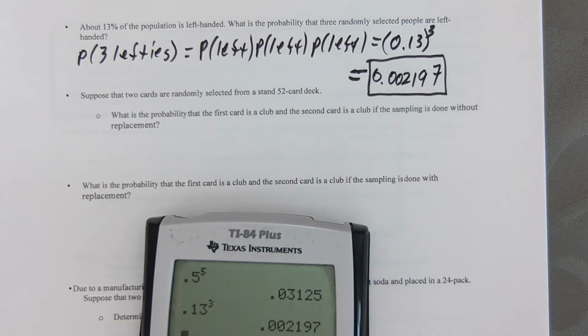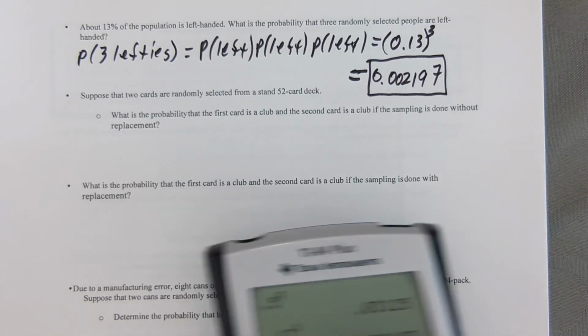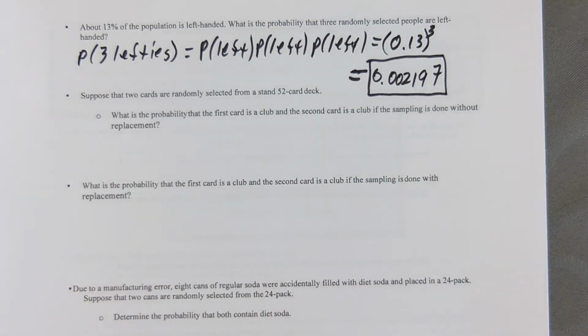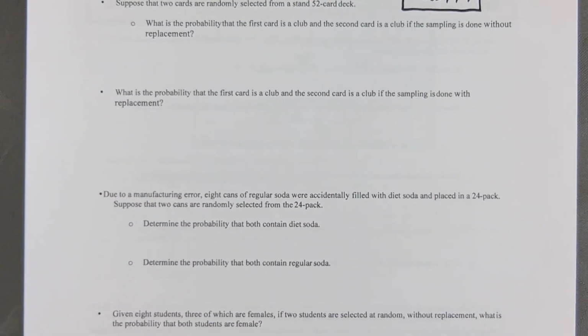Which again, if we interpret that, that is definitely less than 1%. That's 0.2197 of a percent. So very low probability of randomly selecting 3 left-handed people in a row.